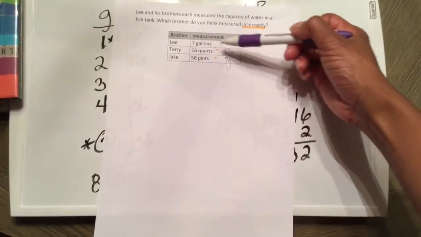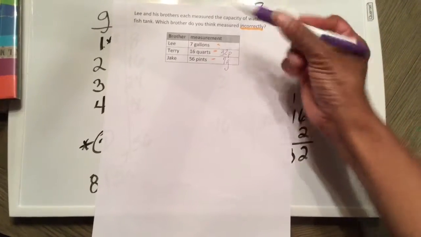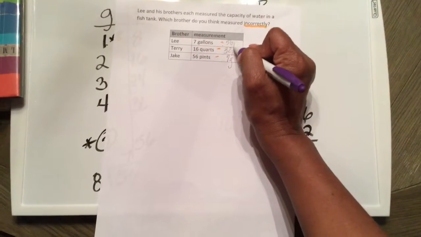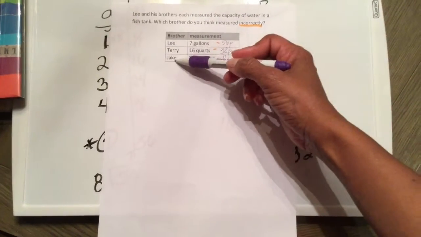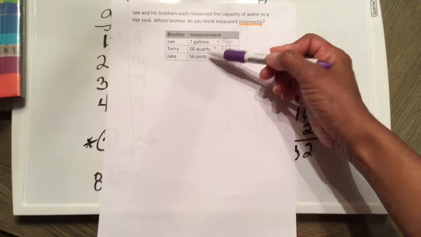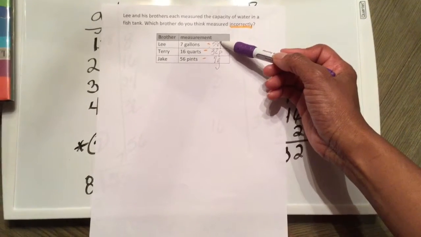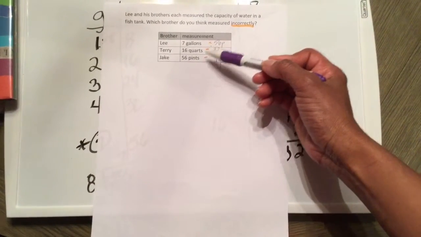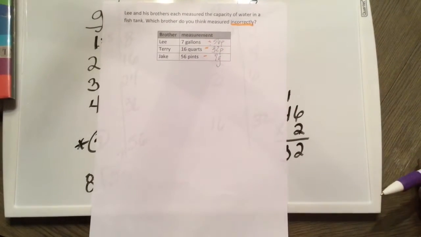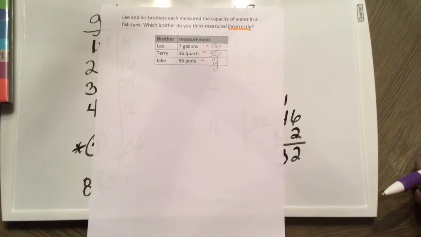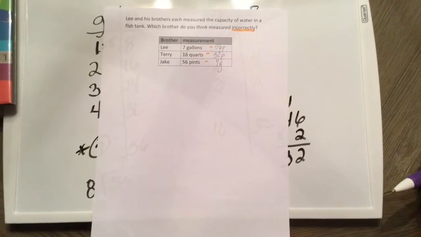So Lee measured 56 pints. Terry measured 32 pints, and Jake measured 56 pints. The two brothers that got the same measurement were 56 pints, Lee and Jake. So Terry must have measured the fish tank capacity incorrectly because he was the one that had a different measurement.